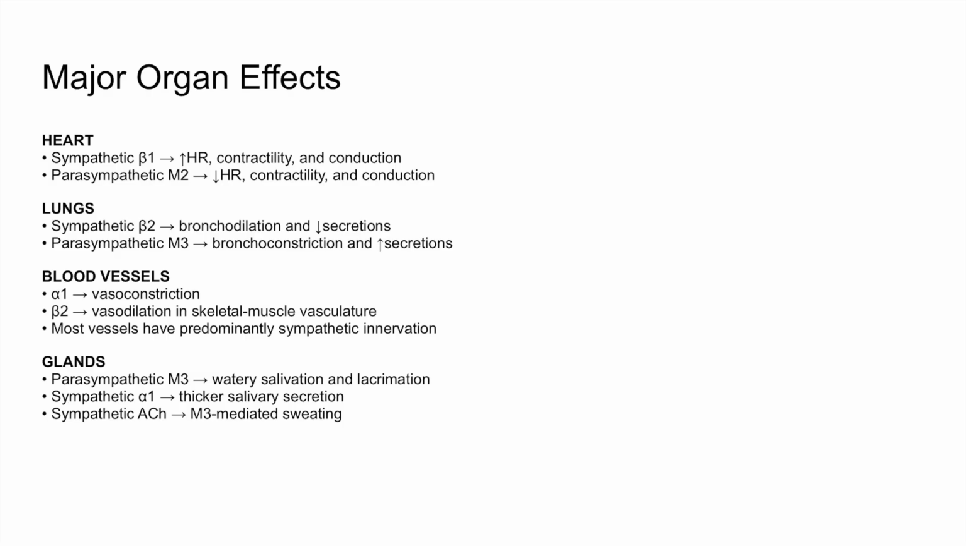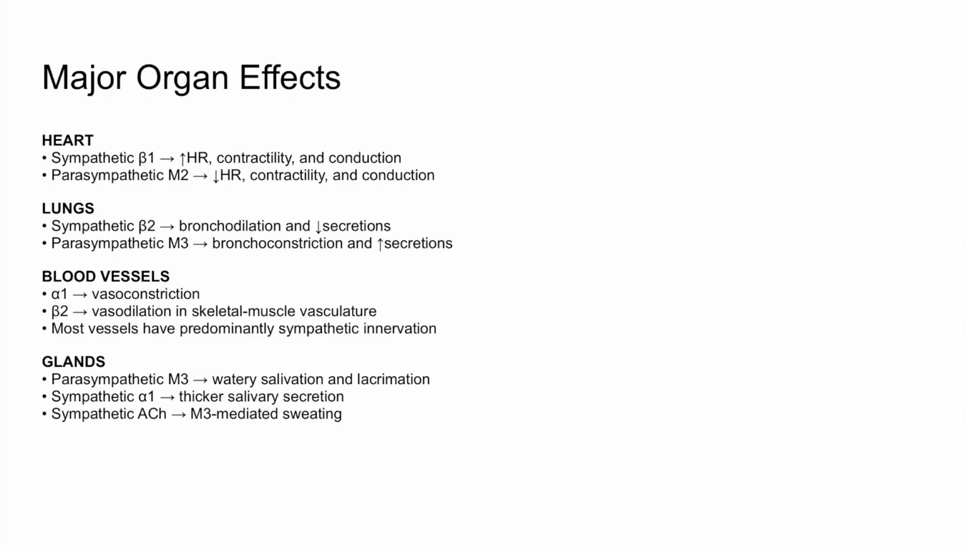Instead of memorizing receptors in isolation, connect them to organ function. In the heart, sympathetic beta 1 stimulation increases rate, contractility, and conduction, while parasympathetic M2 activation decreases them. In the lungs, beta 2 produces bronchodilation and reduces secretions, whereas M3 causes bronchoconstriction and increases secretions. Most blood vessels receive predominantly sympathetic control, so alpha 1 constricts the vessels, while beta 2 dilates selected vascular beds, especially those supplying skeletal muscle.